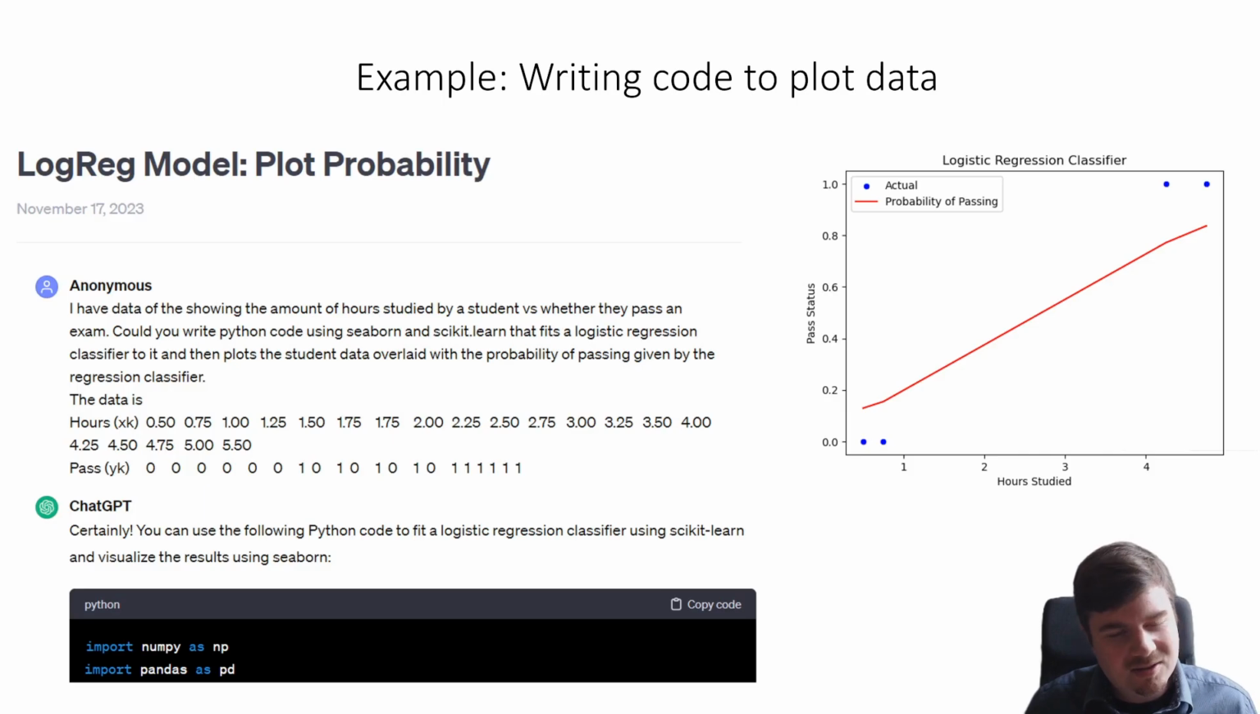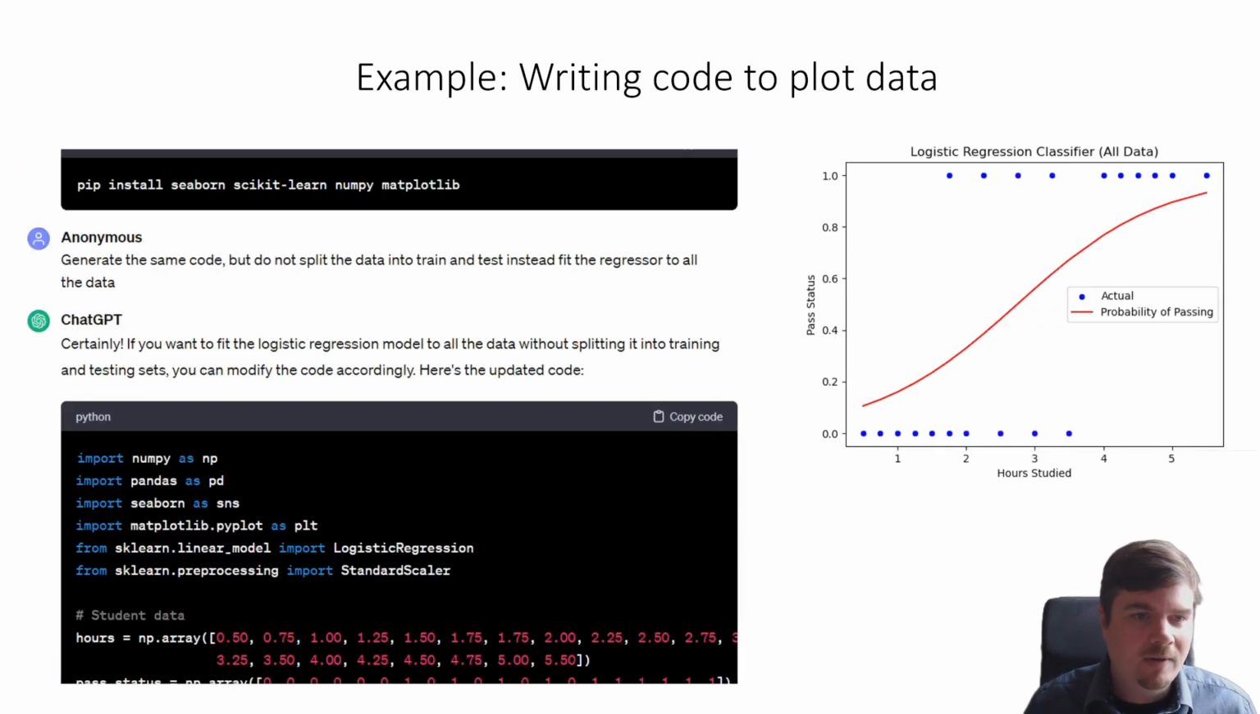And this is a way to reduce hallucinations, but actually it's not perfect, because even in this case, ChatGPT got things wrong. Not all of our data points were included on the resulting graph. So even there, we had to go back and tell it, hey, you got this wrong. Please include all of the data in the resulting graph. Once we did that, we got things right.